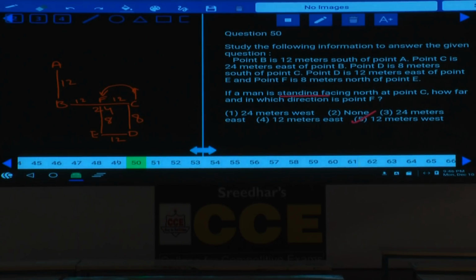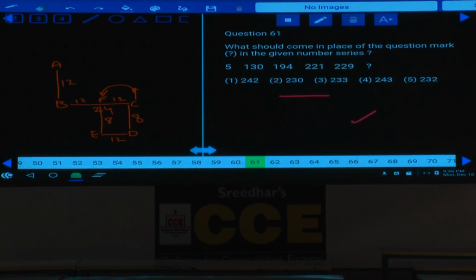61 onwards. Now question number 61 to 65. In this question, 5 and 130. Tell me what is the difference between 5 and 130? The difference between these two is 125. Next one, 130 and 194, the difference is 64. Now what are these numbers? 125 and 64 can be written as 5 cube, 4 cube, and then 194 and 221.